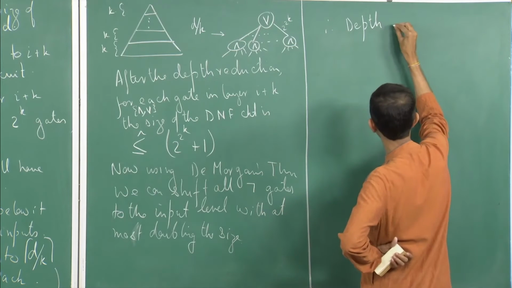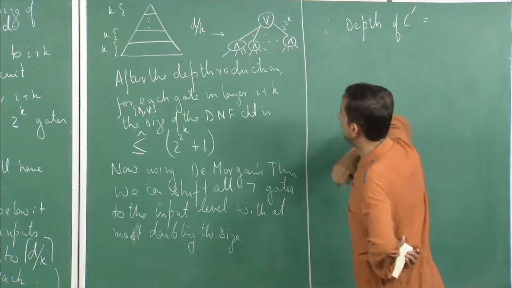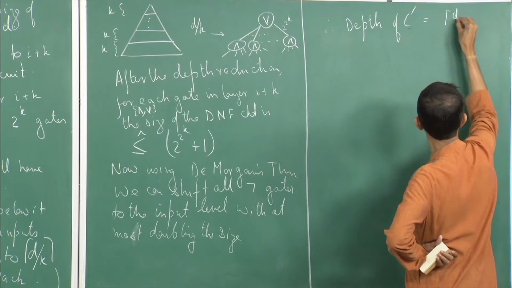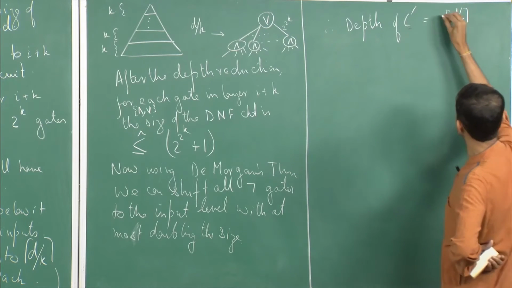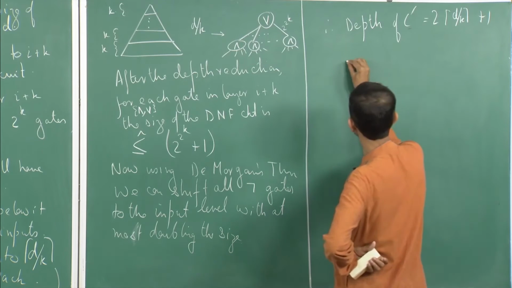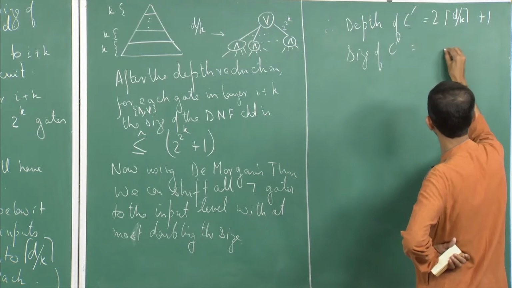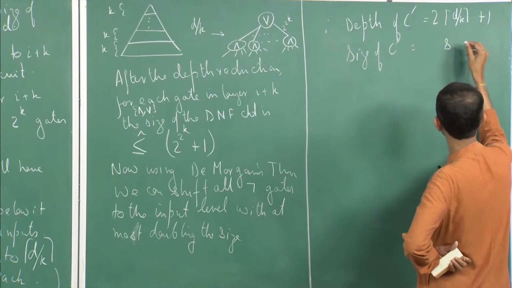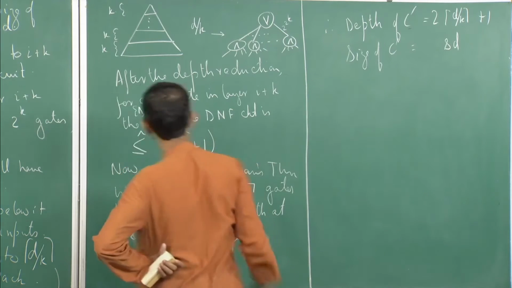So, therefore, we have that the depth of C prime is, what is the depth? There are D by K layers. For every D by K blocks, I have 2 layers now, and then finally, I have an additional layer at the bottom of NOT gates. So, this is the depth, and the size is S. This I am doing for every gate. So, this is SD. When I layered it, the size went up to at most S times D.